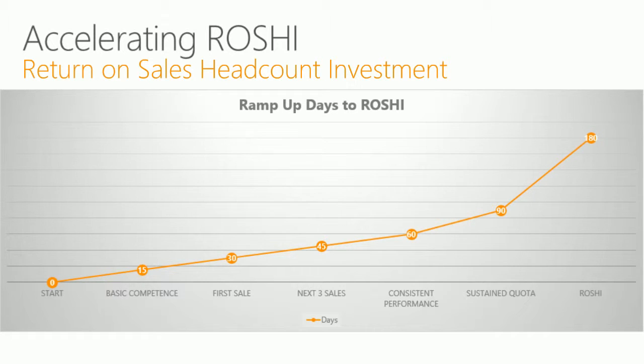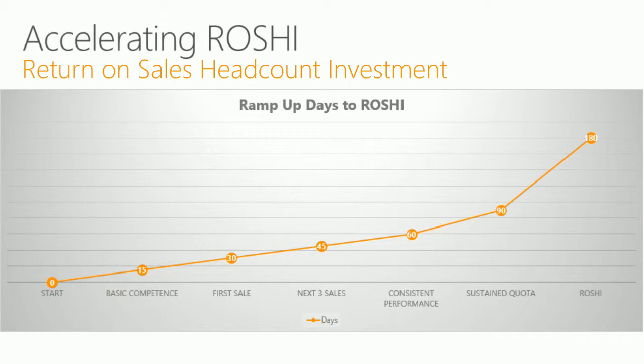And if you figure it's going to be 180 days, then if you back into that, you can say, okay, at 90 days, I need sustained quota. So I need them to be hitting quota on a regular basis. And then by 60 days, I need consistent performance. So they're performing at a consistent level. By 45 days, they sold 3 sales. By 30 days, they sold their first sale. By 15 days, they have a basic confidence, and at 0, they start.